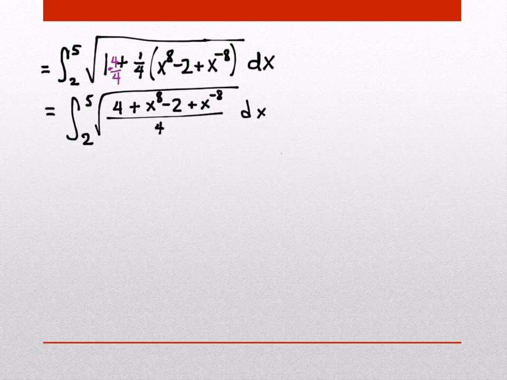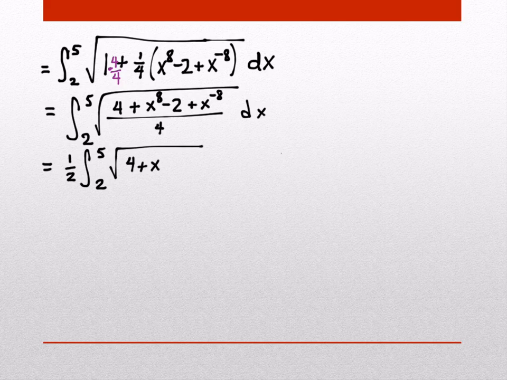Well, that's kind of nice because what's the square root of 4? 2. So my denominator can actually be pulled out from underneath the square root as a factor of 2 in a denominator. So I can rewrite this so that I have a 1/2 in front. I've still got my integral from 2 to 5 of the square root of 4 plus x to the 8th.